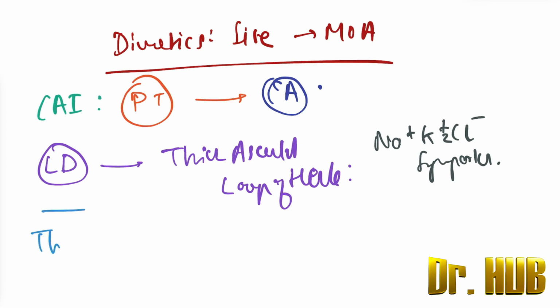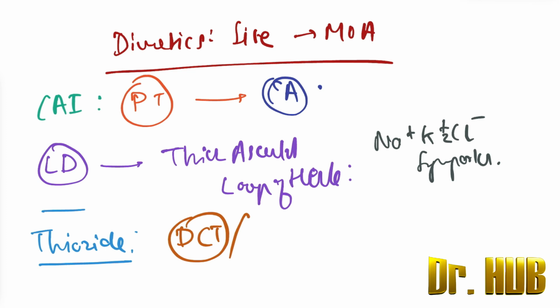Then we look at the thiazides. Under thiazides, the site of action will be the DCT, which stands for the distal convoluted tubule. And what will be the transporter inhibited? It is going to be the sodium, chloride symporter.